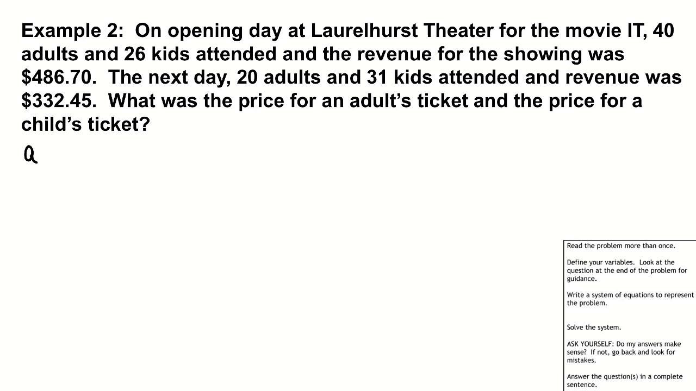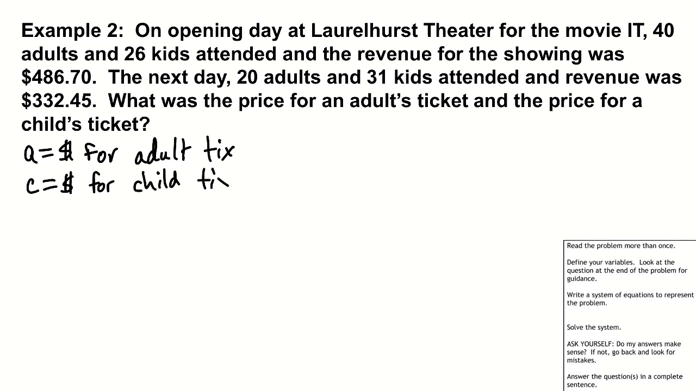Adult's ticket will be A, so that's the dollars for adult ticket. And then C will be the dollars for child ticket. That is step 2. Step 3, write a system of equations.